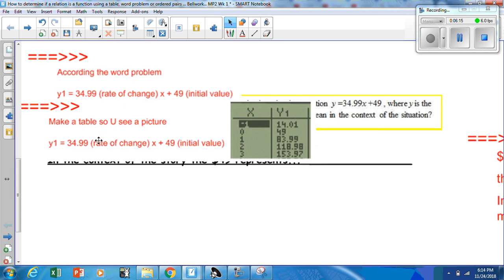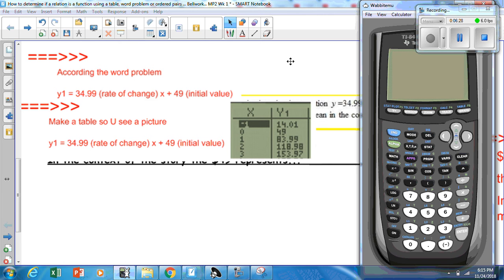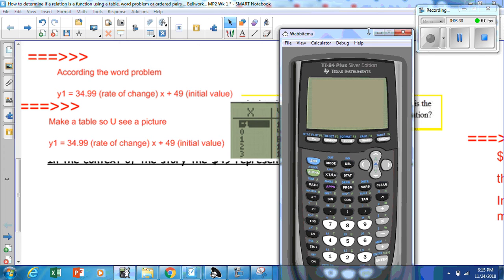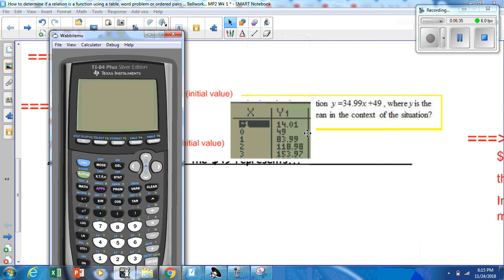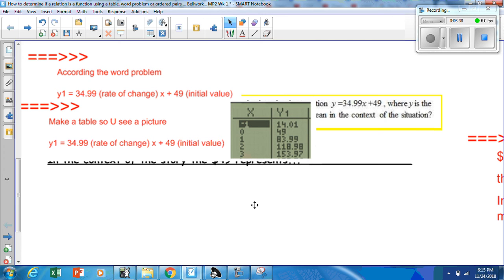One of the easiest ways to create a picture is to create a chart for yourself. If I throw this into my handy dandy graphing calculator, which I've already done, my calculator will produce this table for me. And this table is really helpful because I can see at 0 months, I've spent $49. At 1 month, I've spent $83.99. At 2 months, I've spent $118.98. So what does all this mean?